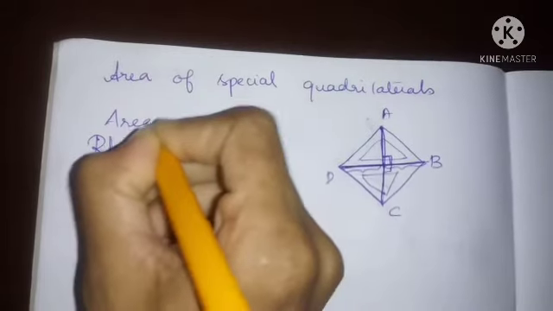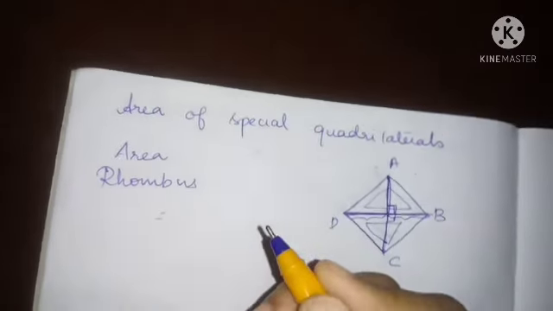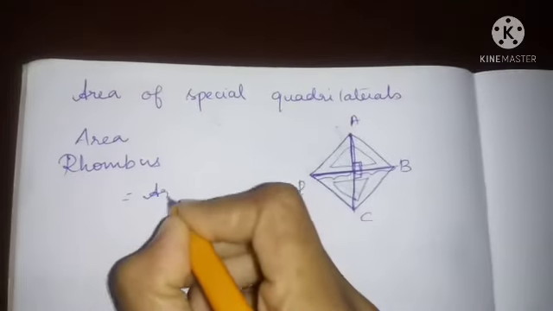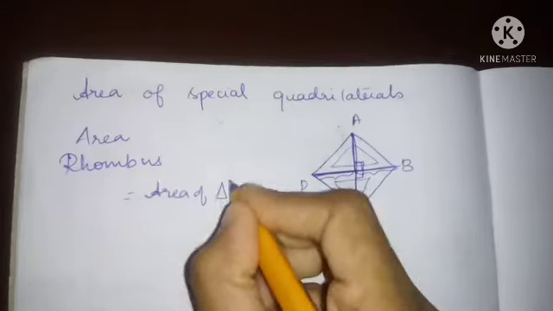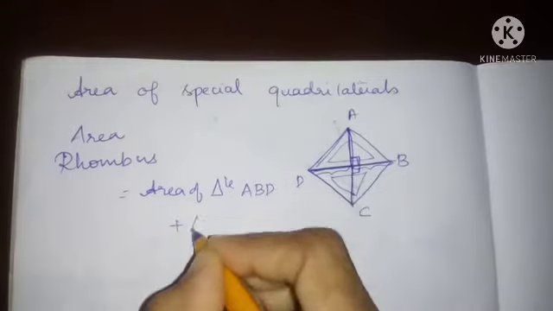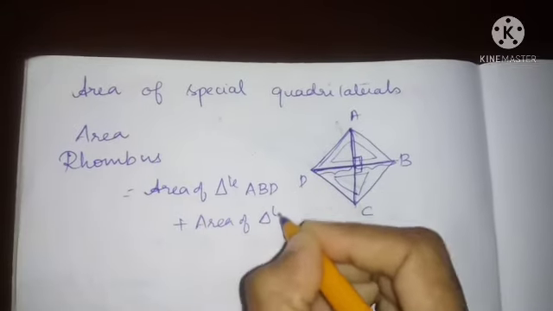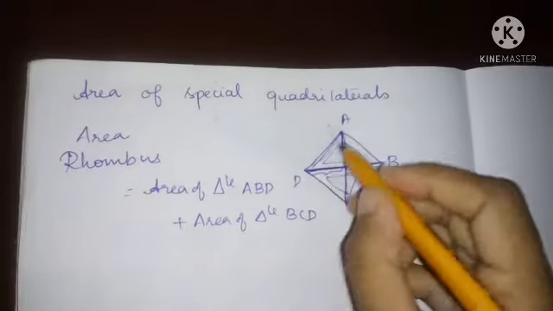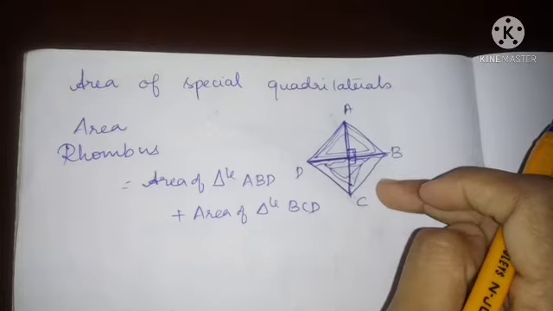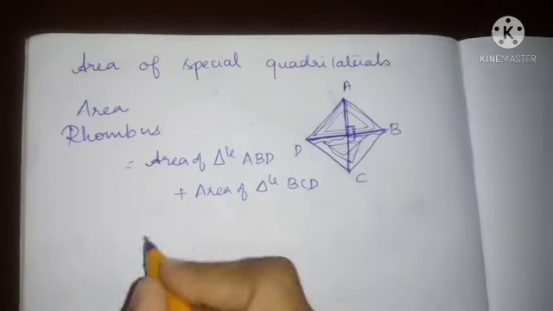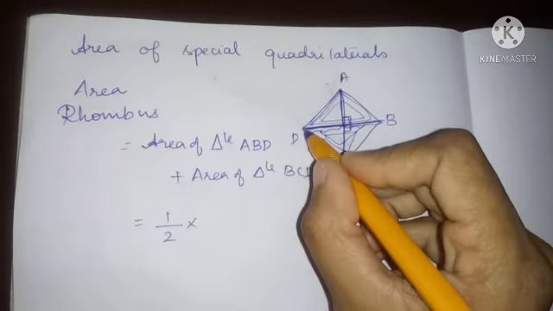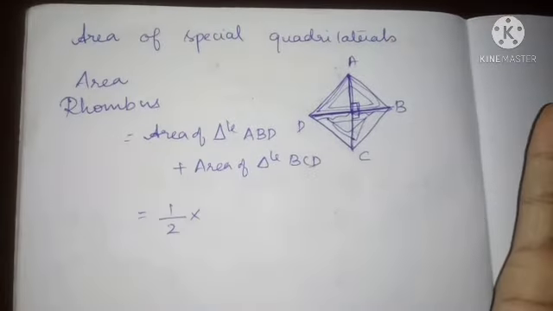Area of the rhombus is equal to area of triangle ABD plus area of triangle BCD. ABD is one triangle, BCD is another triangle. Both triangles I am going to add to form the area of the rhombus. Triangle formula: half into base into height. What is the base here? What base do you have here?